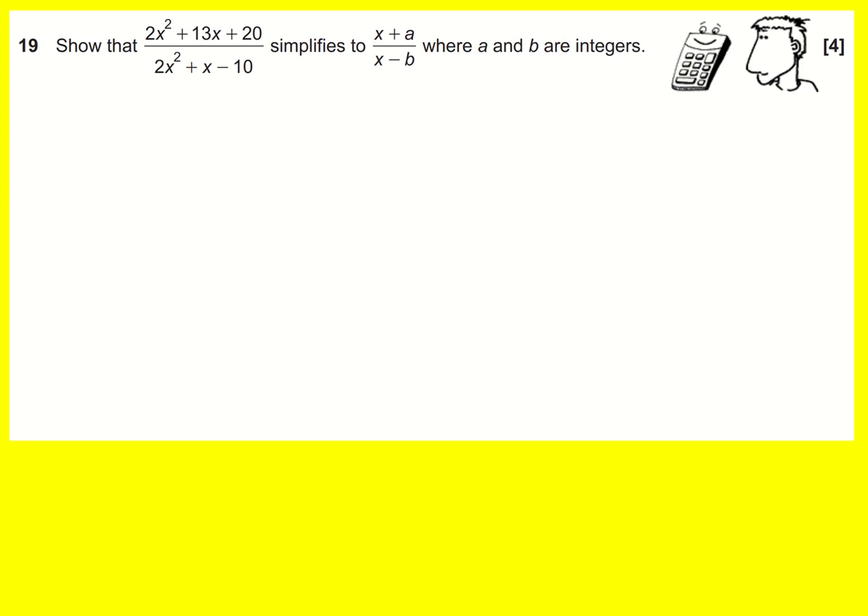First mistake that people quite often make with these questions is think, look, I've got 2x squared here, 2x squared here, I can just cancel them. No, you cannot do that. You could do it if you had 2x squared, and you were multiplying by, say, 13x and x, then yeah, you can cancel them out because you can divide top and bottom by 2x squared.